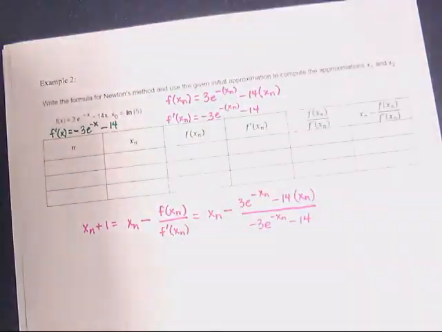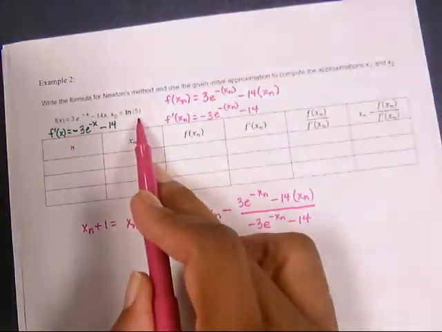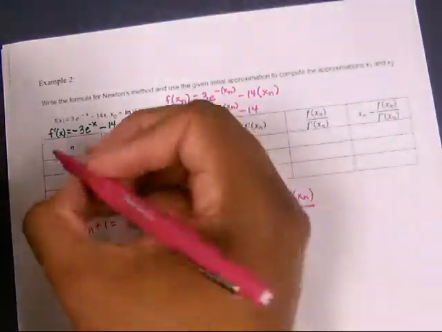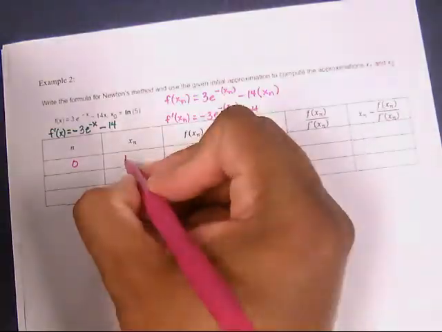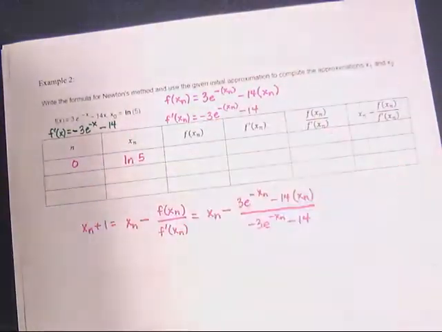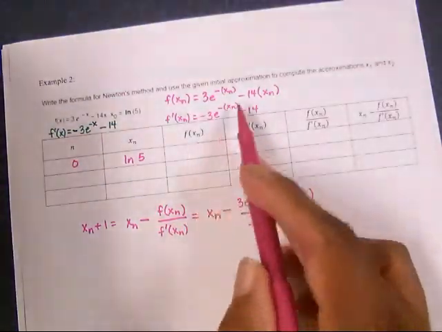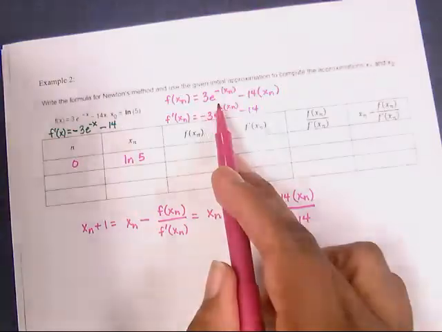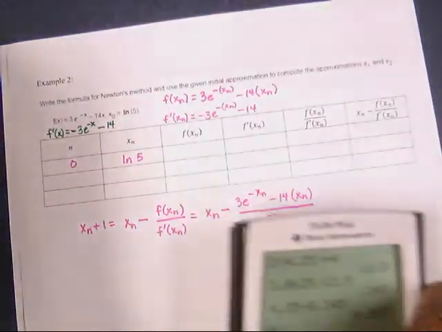And now we can use this table to find out what x sub 1 and x sub 2 are going to be. Now here, they tell you x sub 0 to use is ln of 5. So n is 0, so that means x sub 0 is the natural log of 5. And now to evaluate f of x sub n, we use this f of x sub n formula here and replace each x with ln of 5.